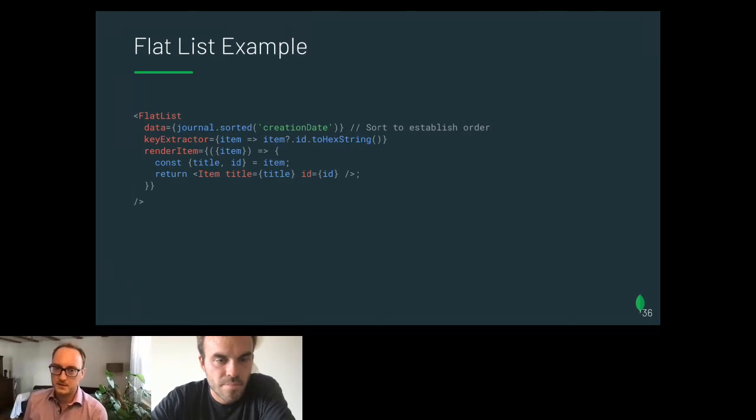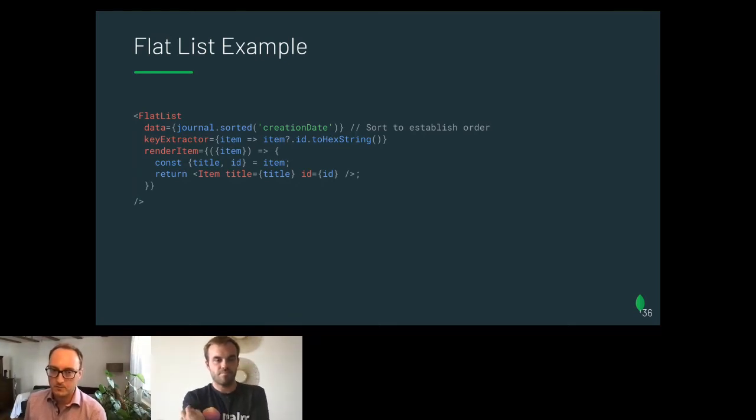Set it to something that's unique. In this case, the ID that we were using for our Realm is ObjectId. In the future, we'll have a UUID property coming out, but in the meantime, ObjectId is our best option for having a unique ID that you can define your data with. If you use that, I recommend calling the toHexString function on here, because key extractor wants a string. It's not going to work with an object.